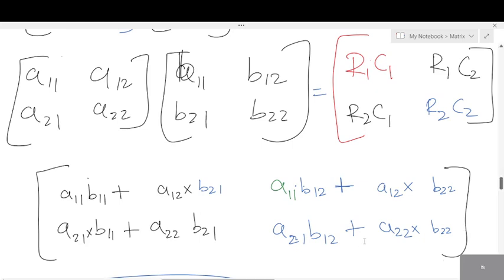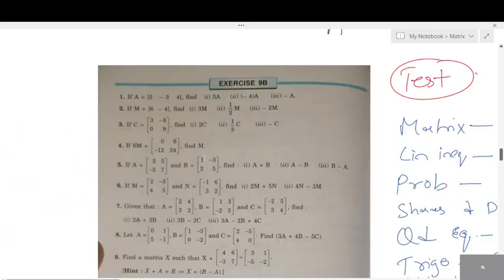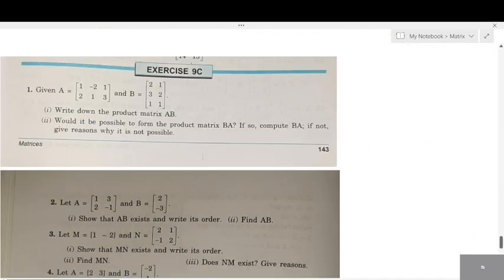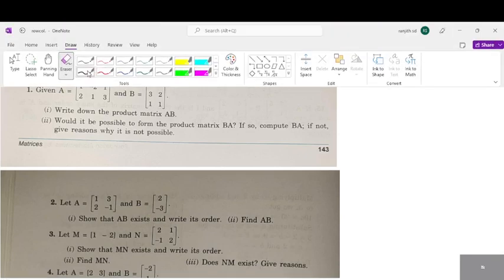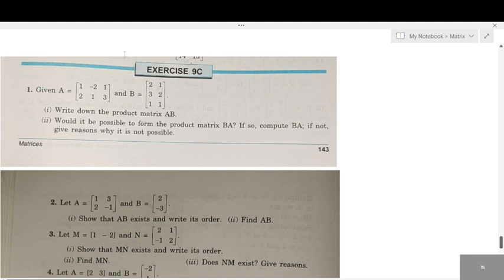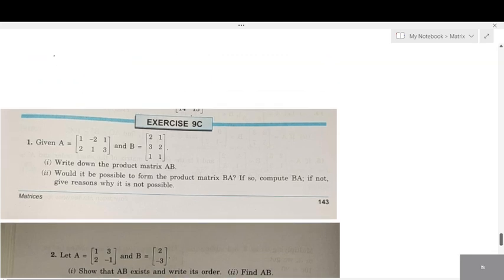Shall we start the first question? First one. Okay, 9C. See, what did I tell you all, students? What's the formula you have to use? Basic formula. Number of rows, number of columns in first matrix should be equal to what? Number of columns should be equal to number of rows in second matrix, right?